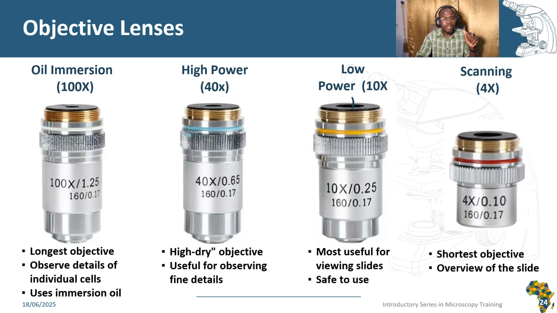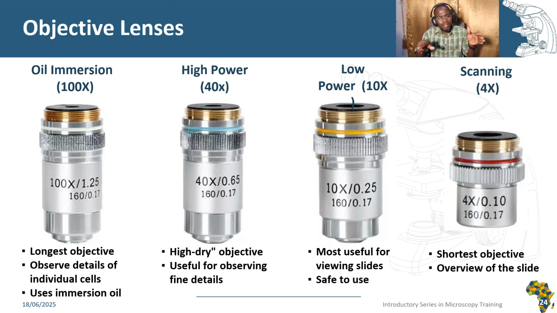Objective lenses. As we mentioned earlier, these are the primary magnifying lenses. Without these lenses, a microscope is just like an empty tube. There are notable markings on the objective lenses, which we are going to study in detail in the subsequent lectures. But the basic markings here are the magnification, the numerical aperture, the tube length, and the cover slip thickness.